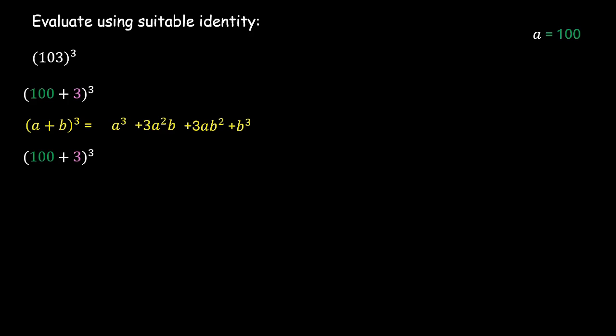Let us look at one more question. Evaluate using suitable identity. It is asking us to find out the cube of 103. Now, interestingly, we can write 103 as 100 plus 3. And this is nothing but the cube of (A plus B), if we consider A as 100 and B as 3. The expansion is A cube plus 3A square B plus 3AB square plus B cube.